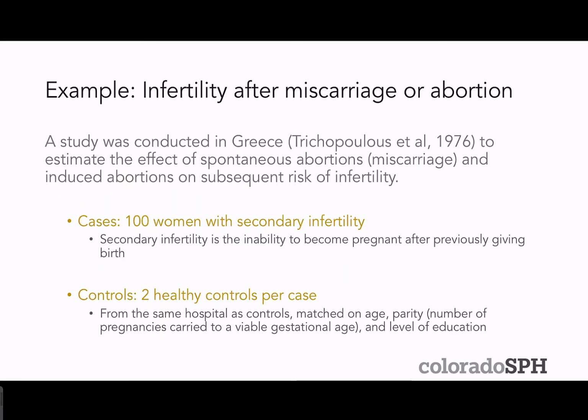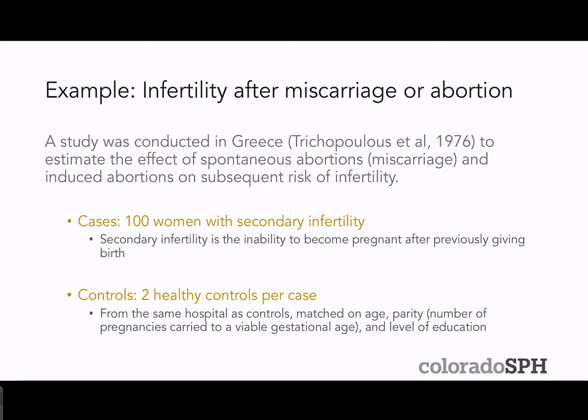So I'm going to go through a quick example about infertility after miscarriage or abortion. In this example, a case control study was conducted in Greece in 1976 to estimate the effects of spontaneous abortion, also known as miscarriage, and induced abortions on subsequent risk of infertility. 100 cases were collected. These were women with secondary infertility, where secondary infertility is defined as the inability to become pregnant after previously giving birth.